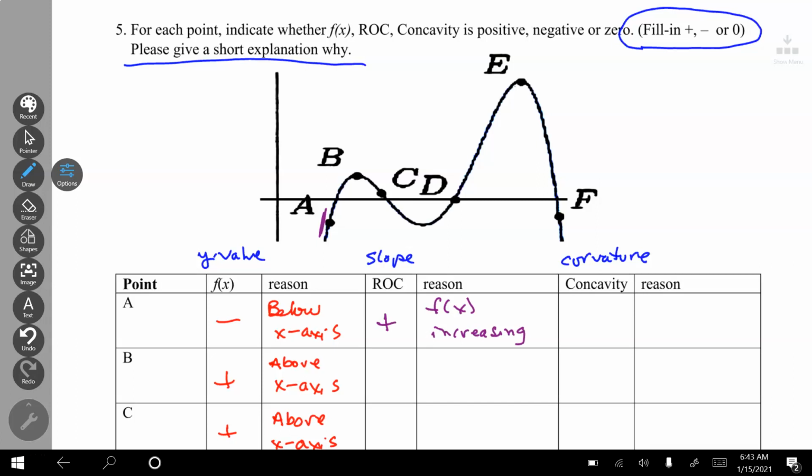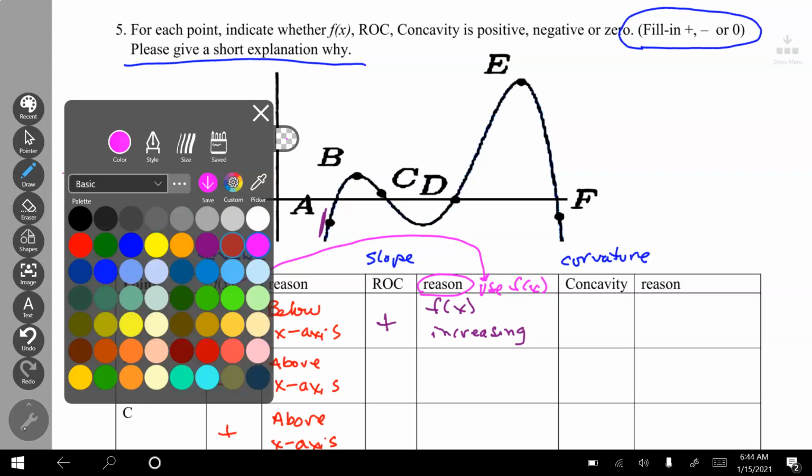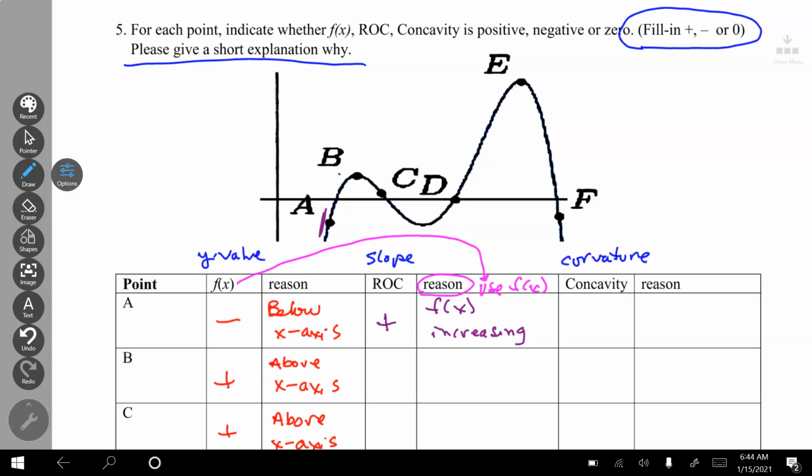So it seems like when I do my reason here, I'm kind of using f of x, the previous set of information, to figure that out. Well, the next one here, if I had to draw a tangent line, right there, I think that is a horizontal line. That slope or rate of change is 0.